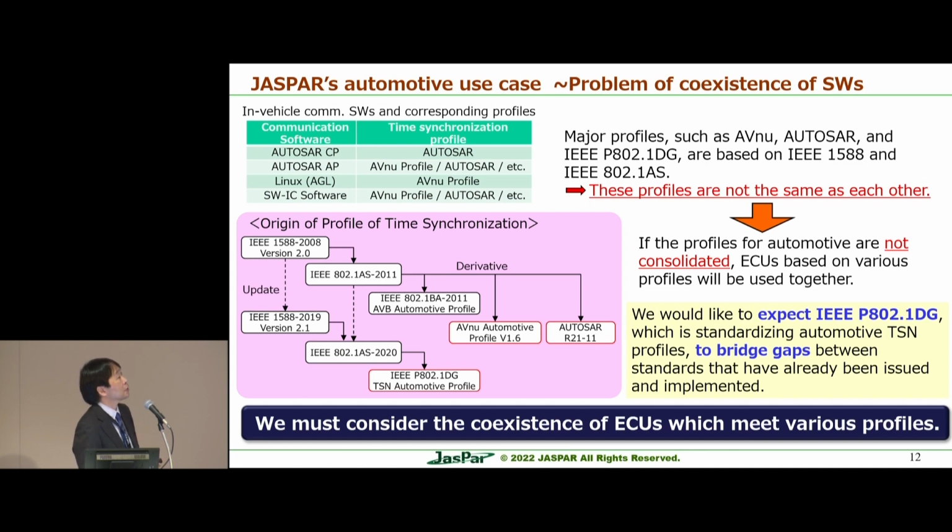Major profiles such as Avnu, Automotive, .1DG are based on IEEE 1588 and 802.1AS. But these profiles are not the same as each other. So, if the profiles for automotive are not consolidated, ECUs based on the various profiles will be used together. So, we must consider the coexistence of ECUs which meet various profiles.